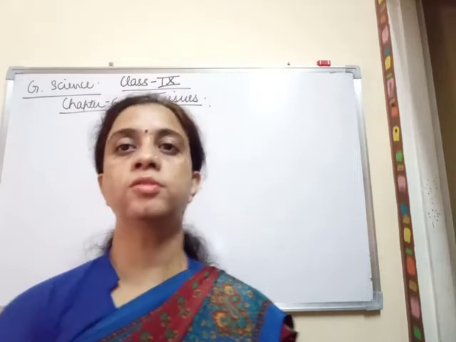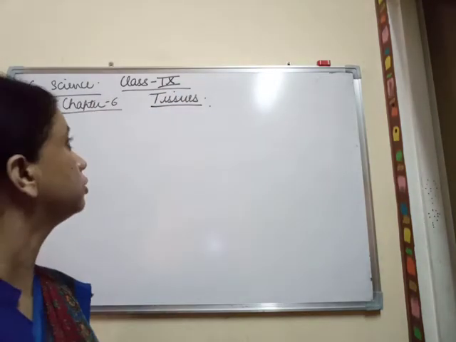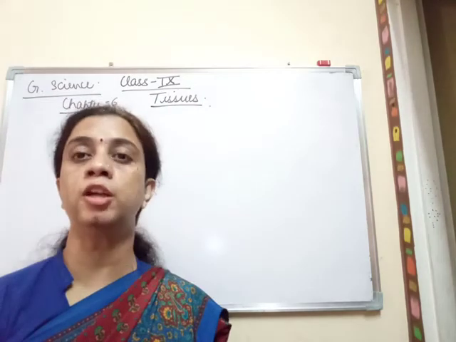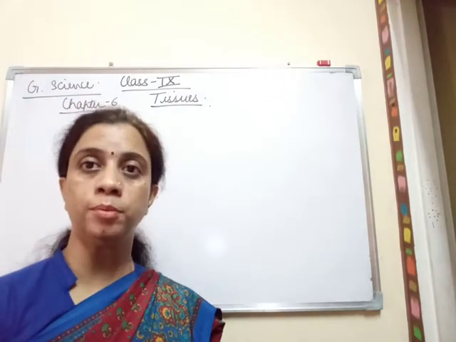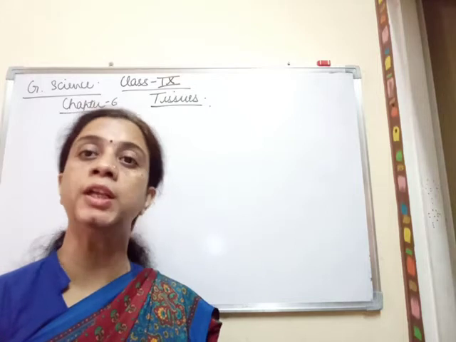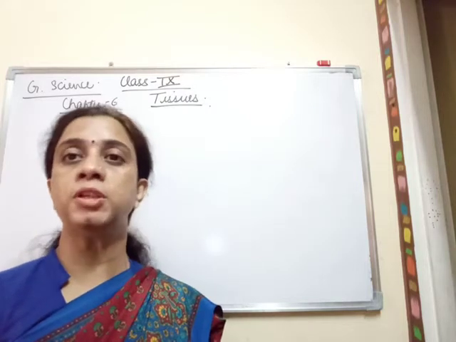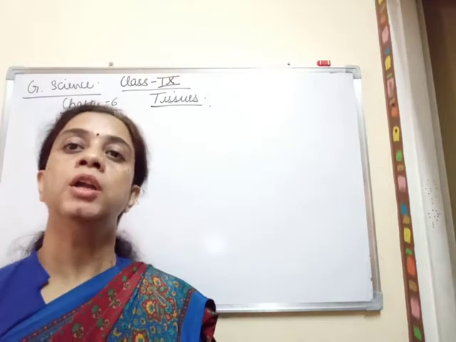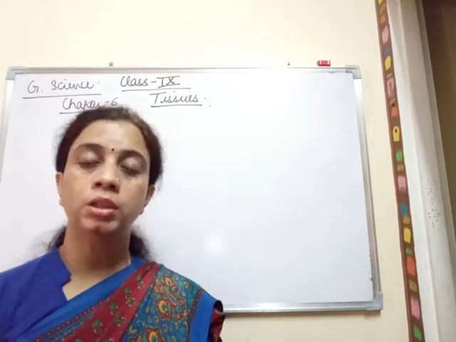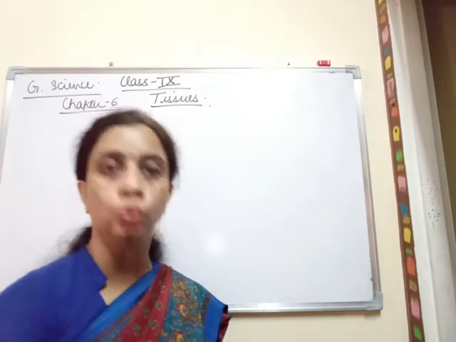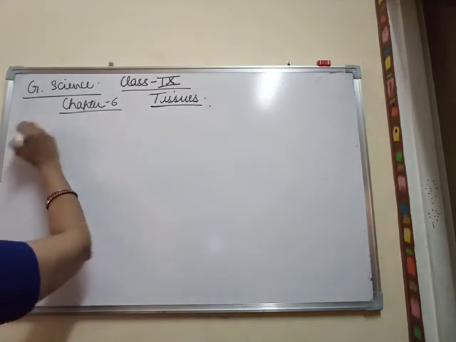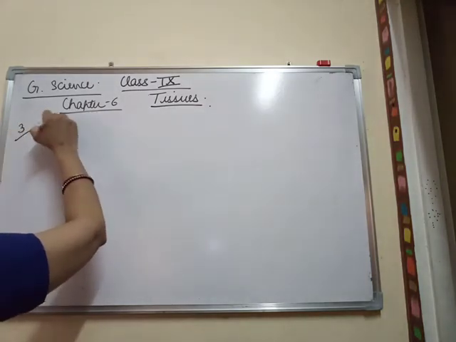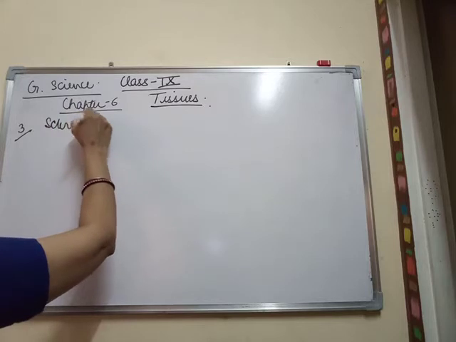Welcome back, students, to chapter number 6, that is tissues. In my previous video, we discussed the various types of simple tissues, and we studied in detail the parenchymatous tissue and the collenchymatous tissue. Now today we are going to talk about the sclerenchyma tissue. The third type of simple permanent tissue is the sclerenchyma.